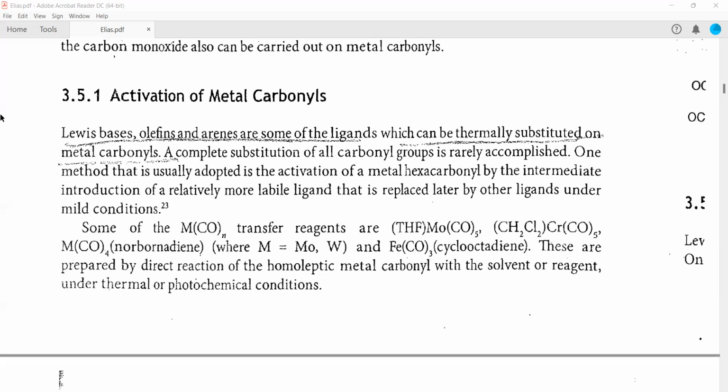And you can replace one carbonyl with some different ligand more labile than carbonyl. Carbonyl is not that labile, because it's a pi-acid ligand. There's a double-bond-like character between the metal and the carbonyl, so hence it is not called a labile ligand. But easily you can knock out one carbonyl and put in even more labile ligands in order to activate the metal carbonyl.